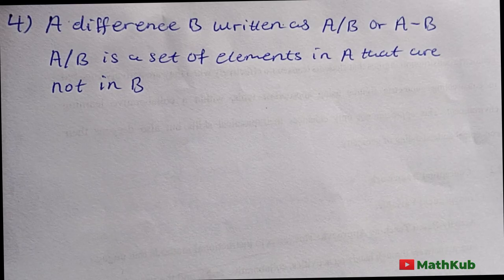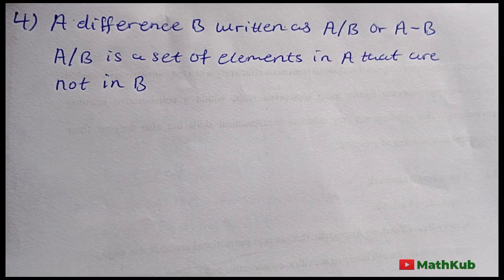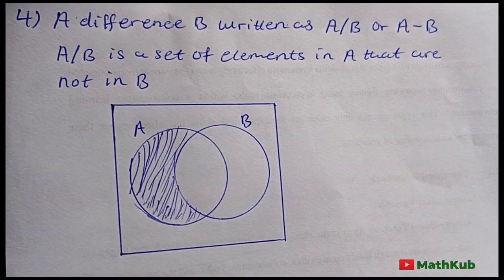So we move to another one. Let's go to number 4. A difference B, which is written as A slash B or A minus B. So A difference B is a set of elements in A that are not in B. Those elements that are in set A but not in set B at all. So let's check its representation on the Venn diagram. Now the shaded region is called A difference B.